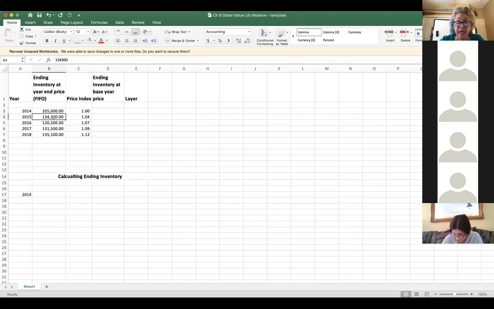Now in 2015, the company counted their inventory and then priced it out at end of the year price. In other words, FIFO. Well, I don't know whether the increase from 105,000 in 2014 to 134,300 in 2015 is due to a price increase, a quantity increase, or a combination of both, which more likely is a combination of both.